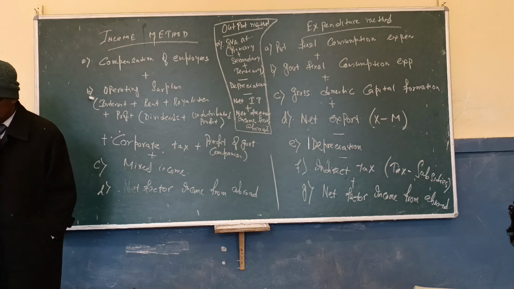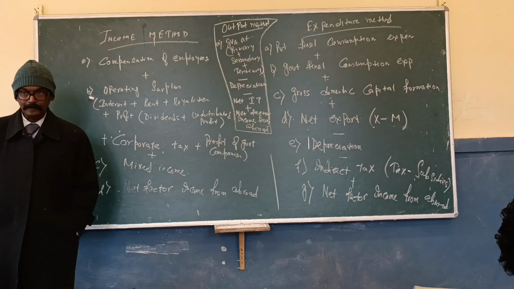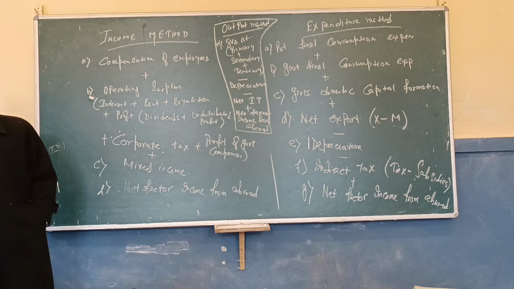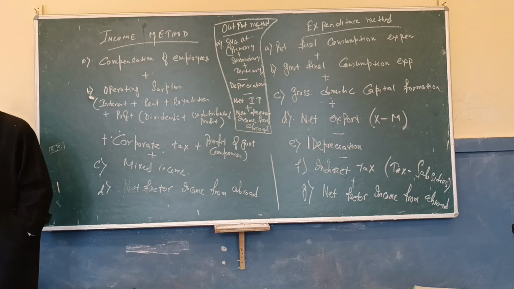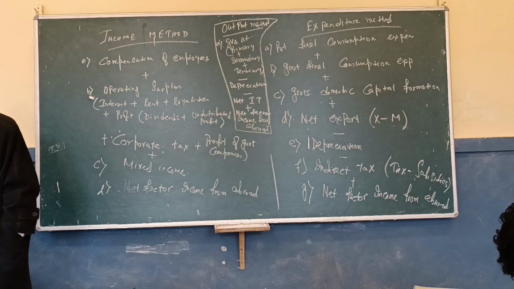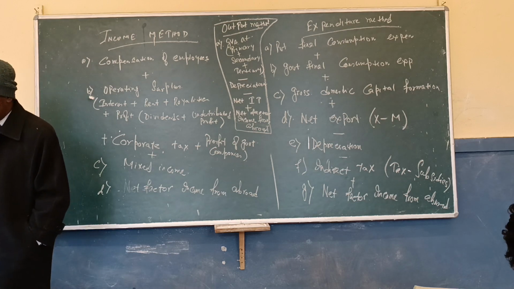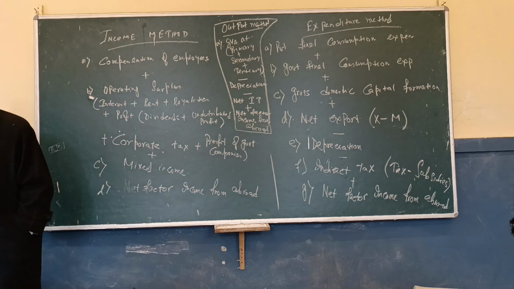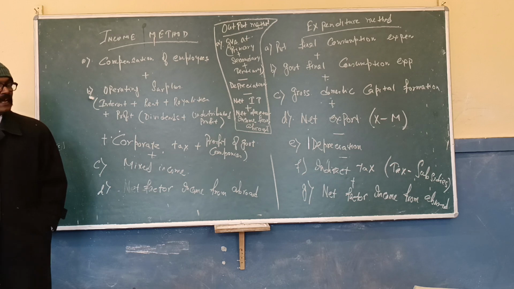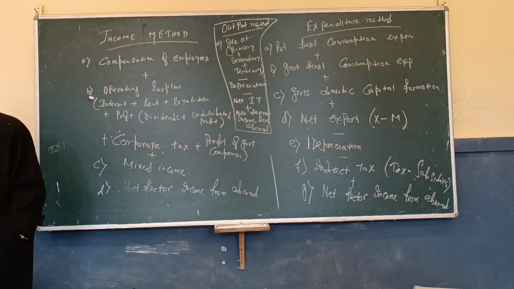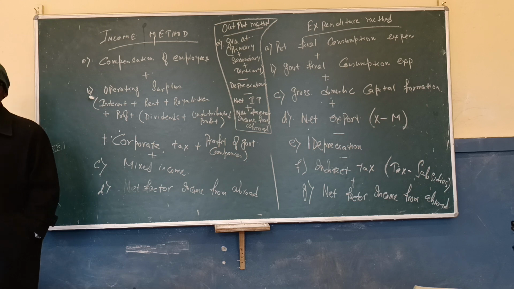Fifth one, profit 400. Sixth one, net indirect tax 60. Seventh one, mixed income of self-employed 350. Number 8, rent 200.